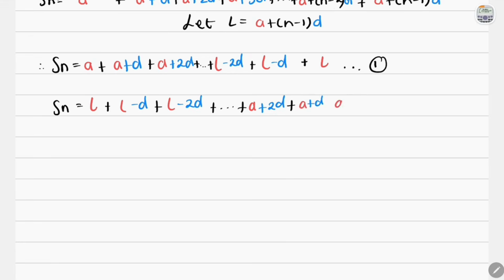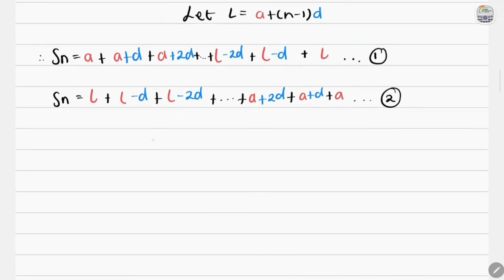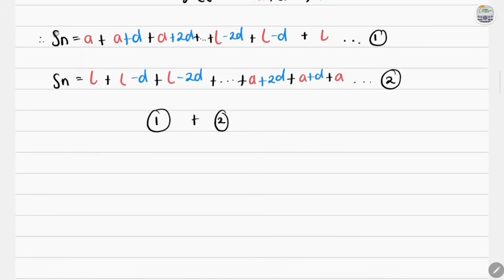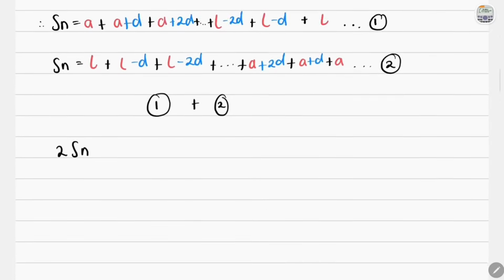And then, of course, the first term is a. Okay, so this is what we have, and we'll call this equation number 2. To finally get to this point, we're going to take equation number 1 and add it to equation number 2. That will cause this to become 2Sn. Okay, and that's where we're getting that 2 in the denominator from.